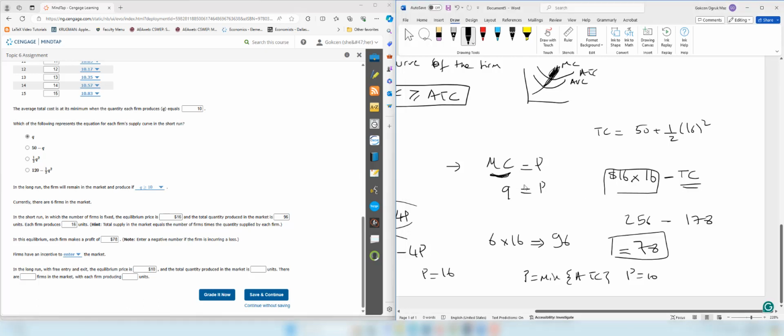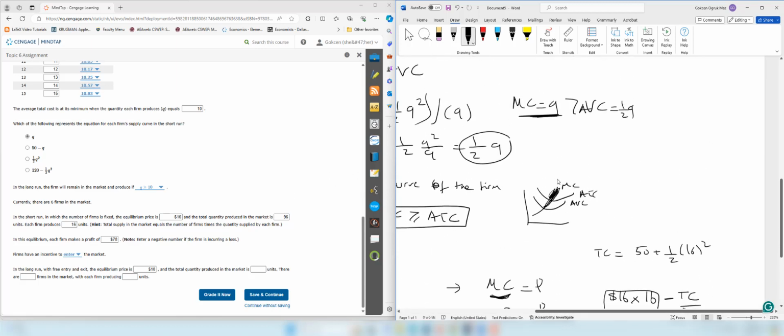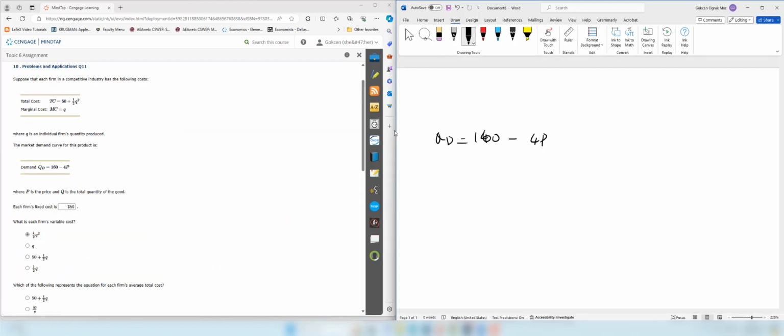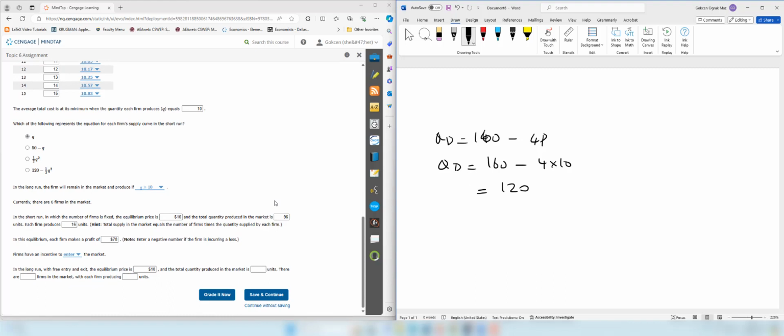So now the price is $10, and the next question is the total quantity produced in this market. We can find it using the quantity demanded equation. We know that quantity demanded is 160 minus 4P. Quantity demanded is equal to 160 minus 4 times 10, which is 120. If you remember, in a perfectly competitive market, at the market price, the firms sell as much as they want. For that reason, the total quantity produced in this market is 120.